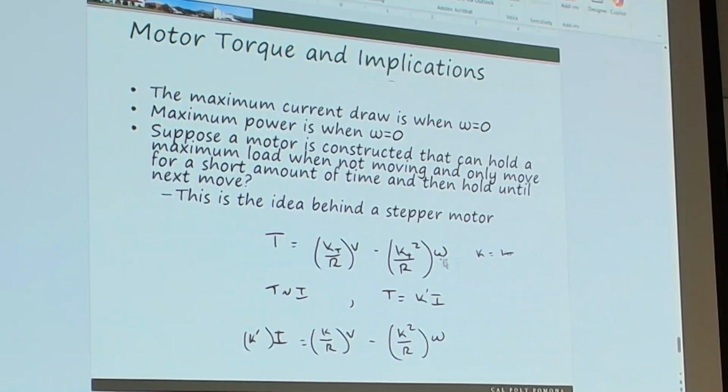So what are these implications? There's a maximum current draw when there's zero rotation. Maximum power is when there's zero rotation.